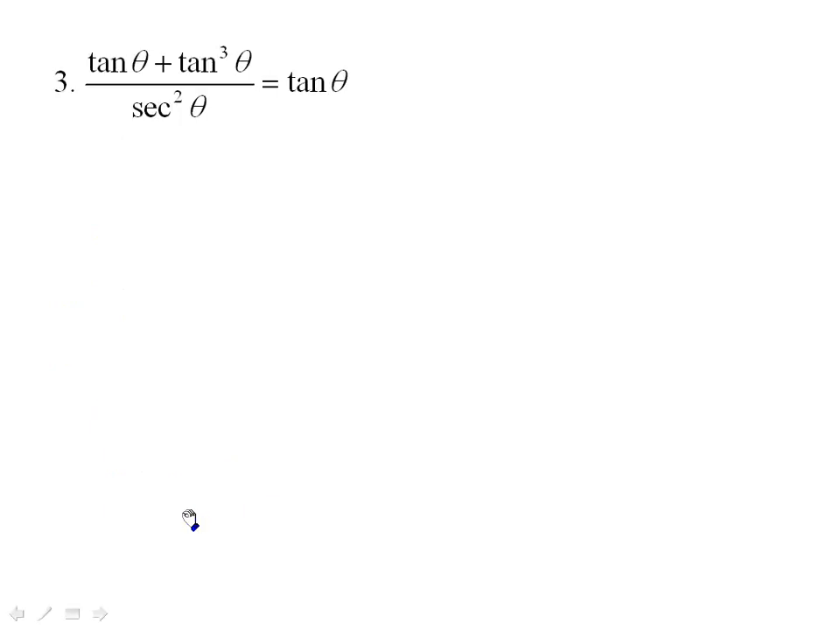Let's keep going. Number 3, tan theta plus tan cubed theta over secant squared theta is equal to tan theta. Do not cross multiply, do not intermingle side to side.